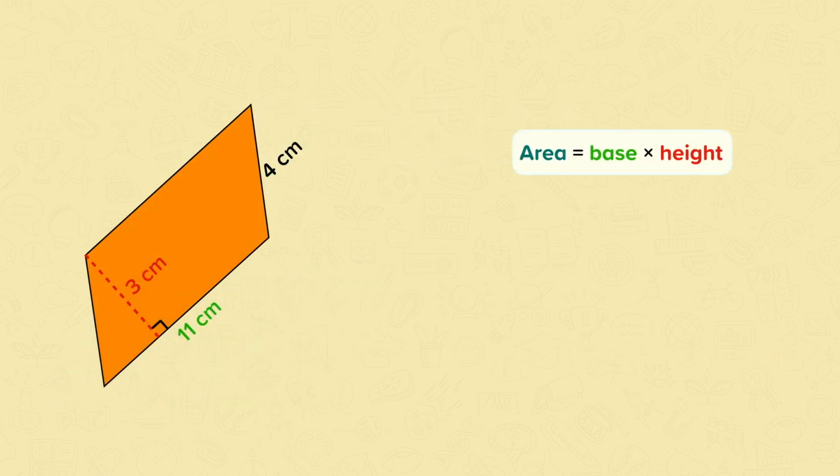Now, let's try to calculate the area of this parallelogram. Remember, the formula for finding the area of a parallelogram is base times height. Another side is labelled with a measurement, but this is not the base or perpendicular height, so we should ignore this. We know this because it's not at a right angle to the base.